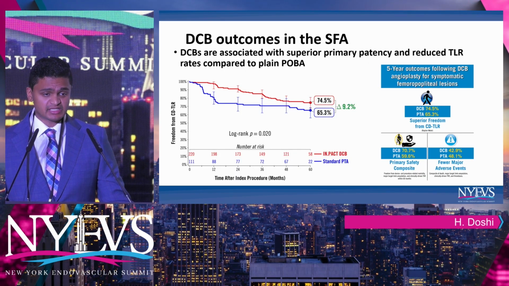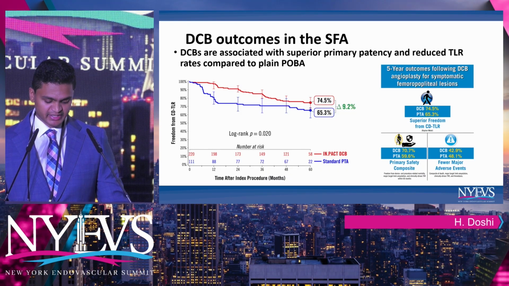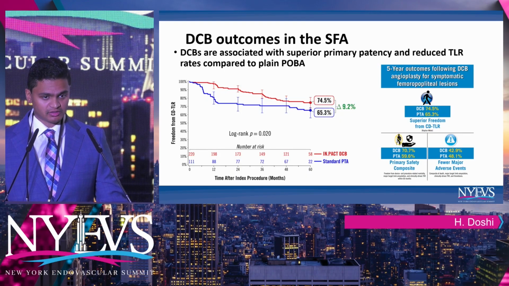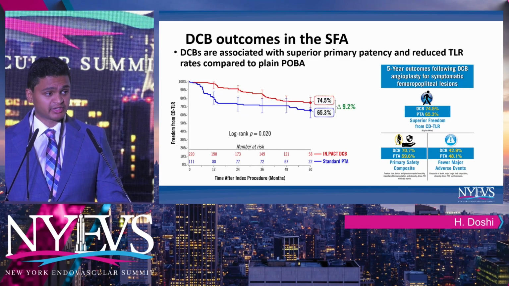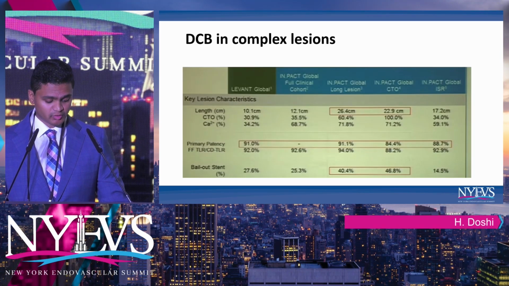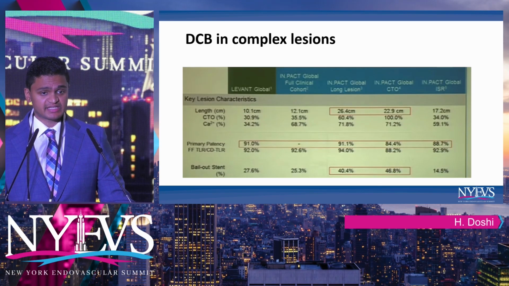There are a few DCBs in the market, and they all differ in terms of their kinetics and the drug dosage and delivery. Most of these are paclitaxel-based, but recently there are now trials ongoing for sirolimus. Impact SFA, for example, highlighted the superiority of DCB compared to PTA in simple lesions, but these also work well in complex lesions and maintain high primary patency rates and TLR rates.